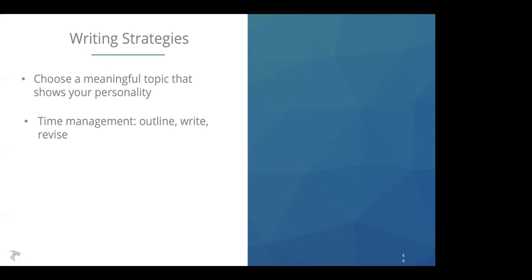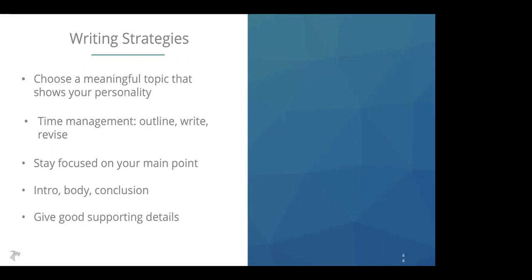Your essay should have a clear, focused topic that directly answers the given question. It should be much like the essays you've written in school, with an introduction, 2 to 3 body paragraphs, and a conclusion. Your writing should include examples and specific details that make your writing come alive.